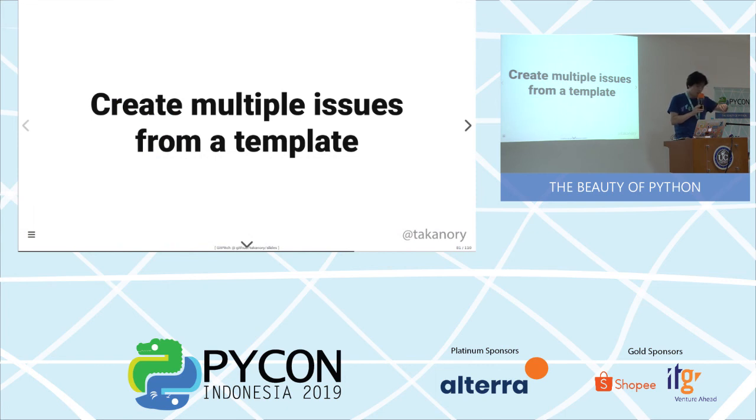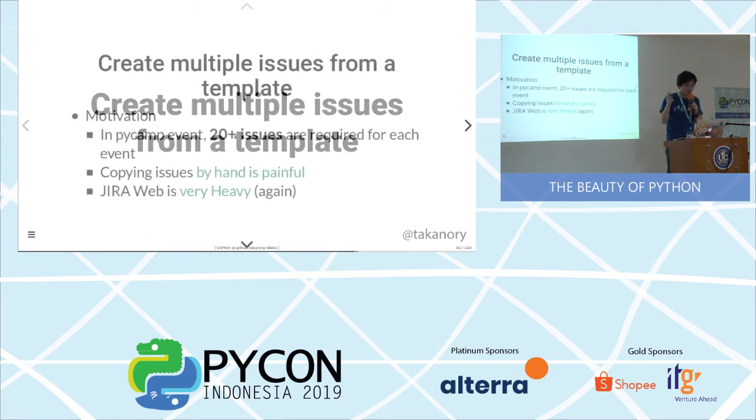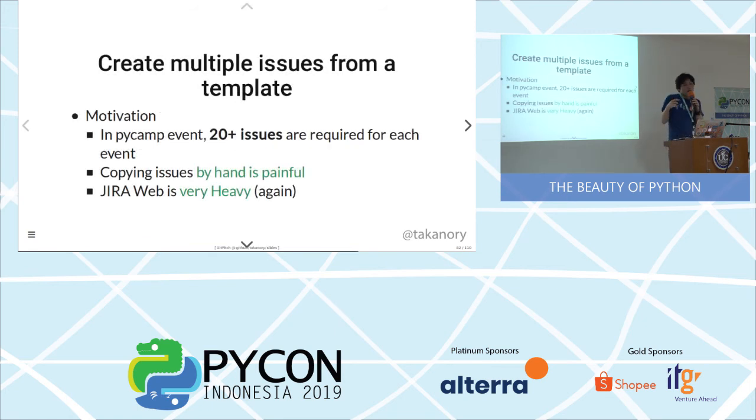Okay, next case study. Create multiple issues from a template. This is an important one. Motivation. We hold the Python Boot Camp event, maybe every month, and every Python Boot Camp event needs 20 or more issues in JIRA. Before this command, I copied the issues by hand. The same 20 issues copied on JIRA. It's a very painful task for me. And the JIRA web is very heavy, as I said before.